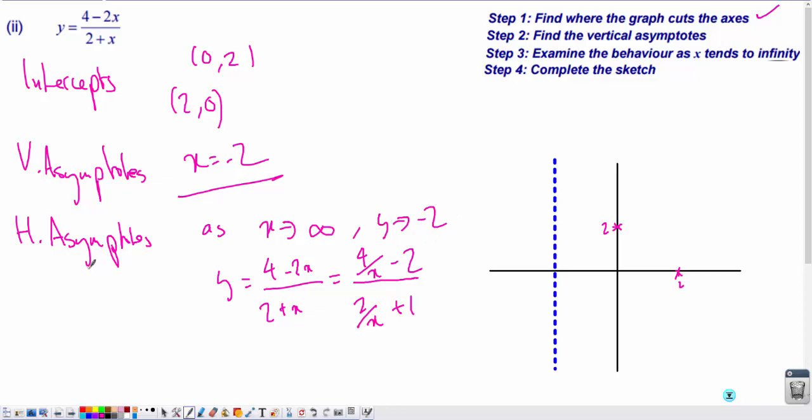So that gives me the equation of my horizontal asymptote. Remember, in an exam question, when they ask you for the equation of the asymptote, or just for the asymptotes, don't say y tends to minus 2, write y equals minus 2. Okay? All right. So let's do a line for that.